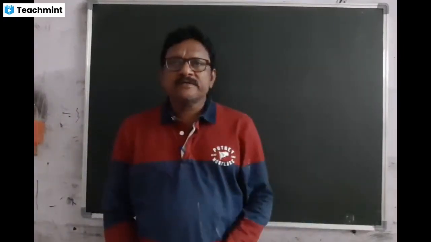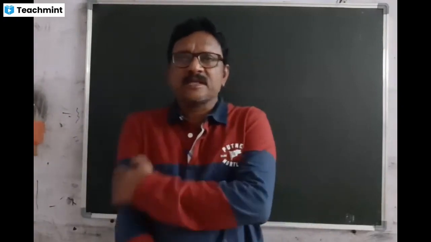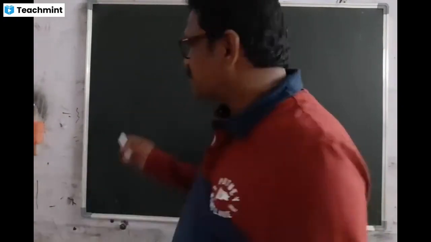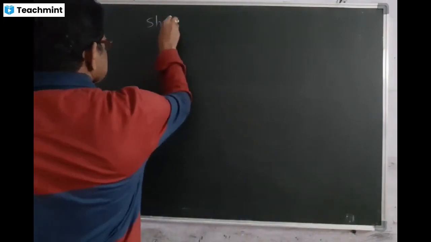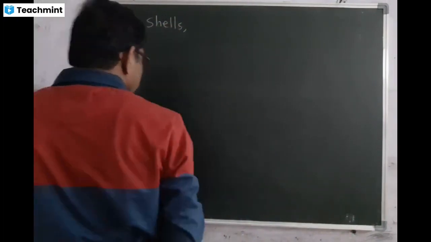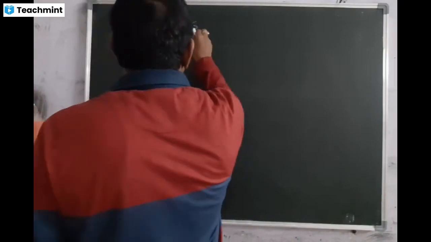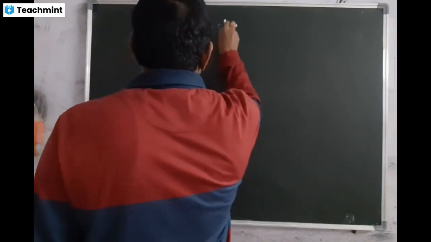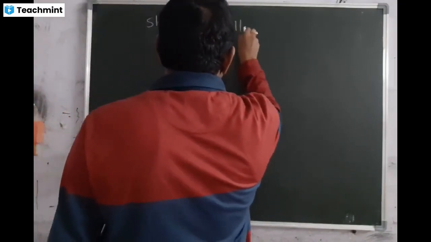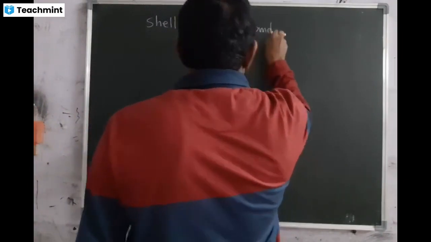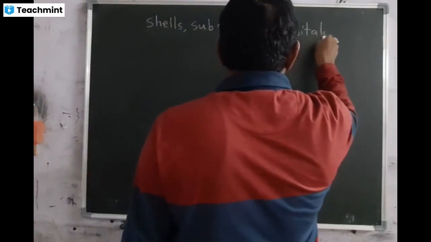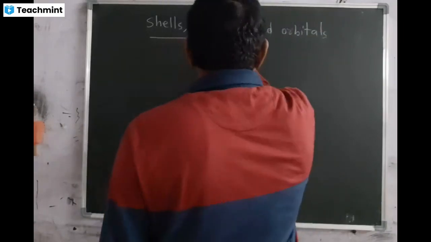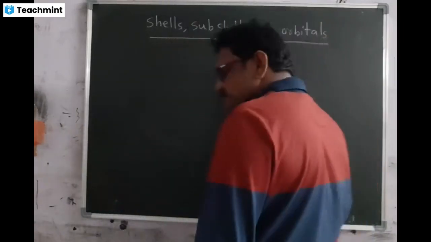Okay, today we are going to discuss. I am going to explain the topic. What is that? Cells. You write down cells, subcells, and orbitals. So this is our topic. We are going to discuss.